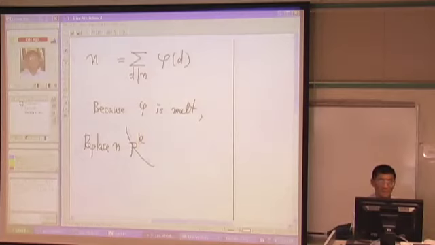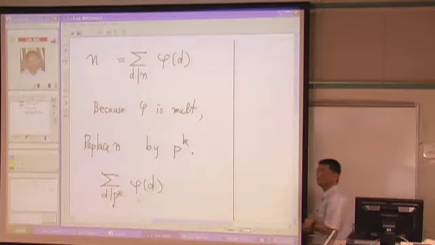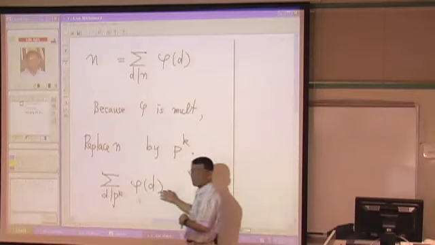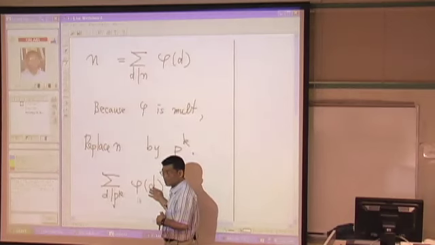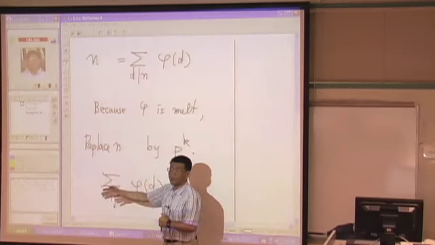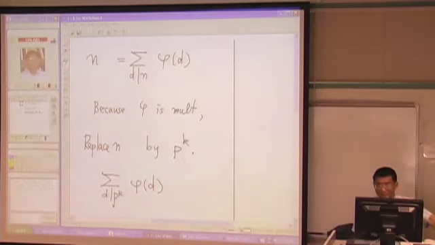So this is the thing that I will do. I will erase and then rewrite it. So replace n by p to the power of k. Then what happens? Sum of phi of d over the divisors d of p to the power of k. Any questions? So I will calculate this thing, and the end result should be equal to what? P to the power of k. Then we are done.